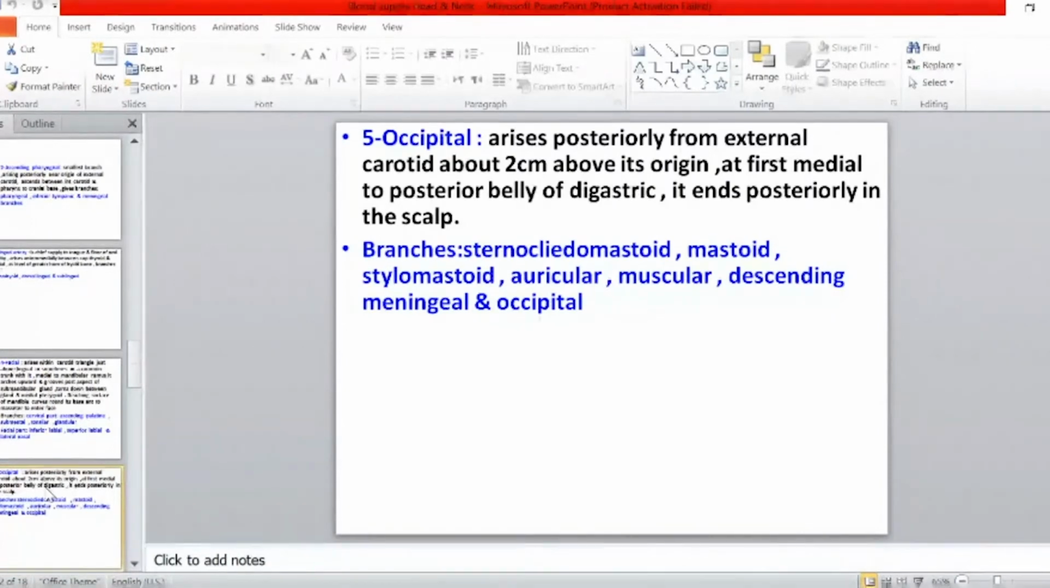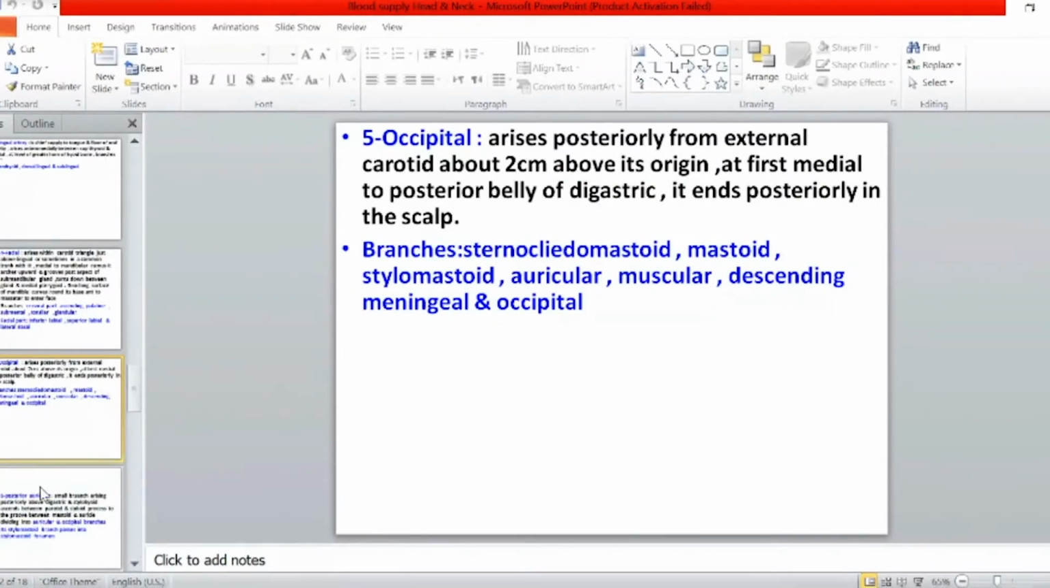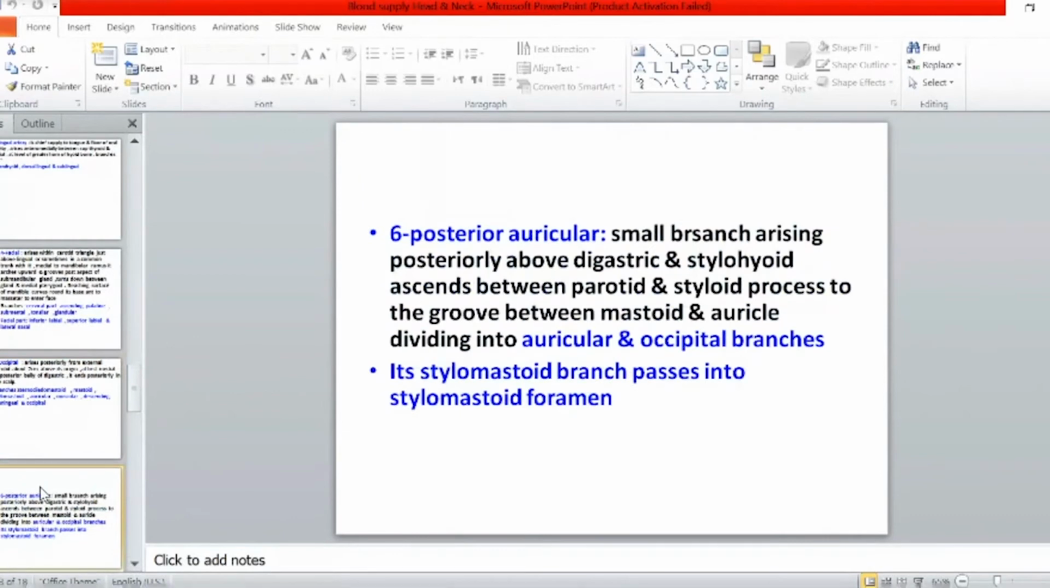At first it is medial to the posterior belly of the digastric. It ends posteriorly for the supply of the scalp. It gives rise to branches to the sternocleidomastoid, mastoid, stylomastoid, auricular branch, and a muscular descending branch for the muscles of the back of the neck. Number 6, posterior auricular, from its name, is a small branch arising posteriorly above the digastric and styloid process.